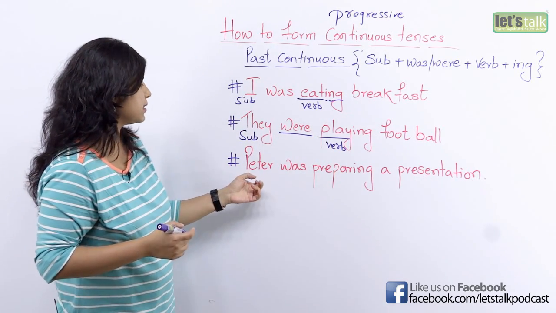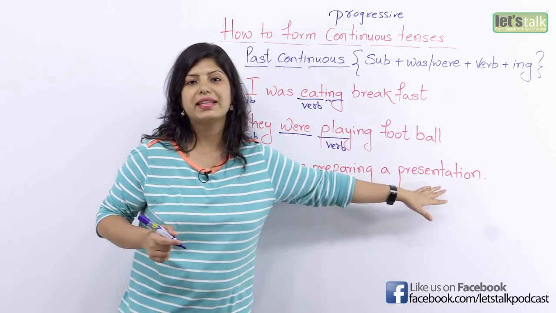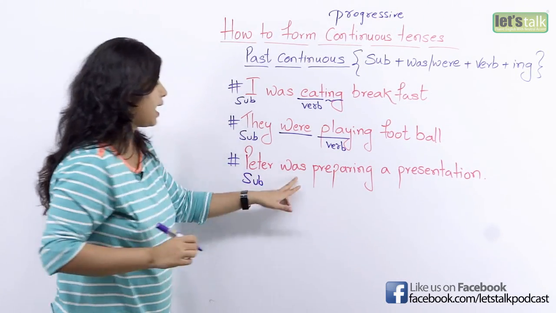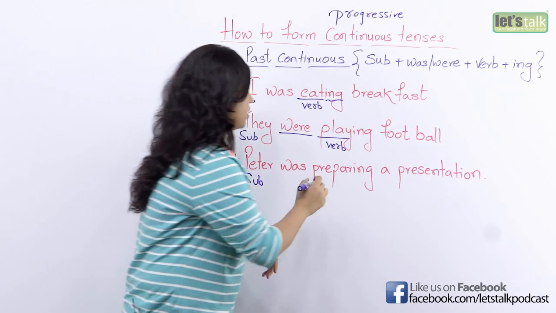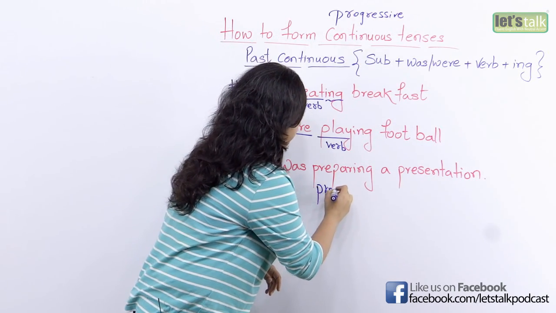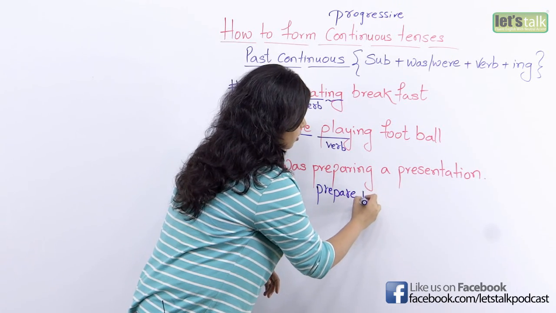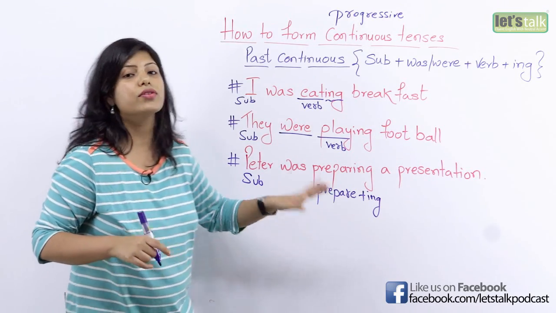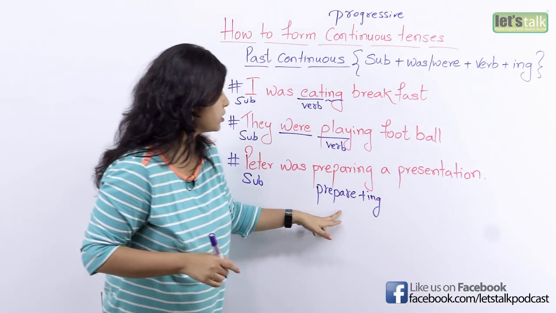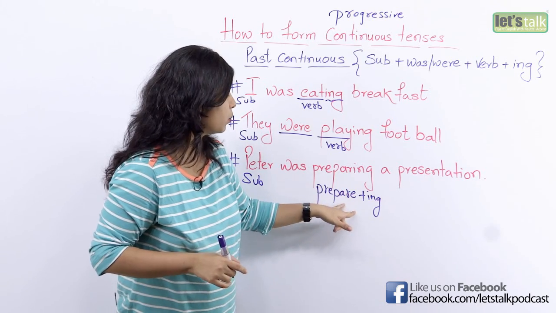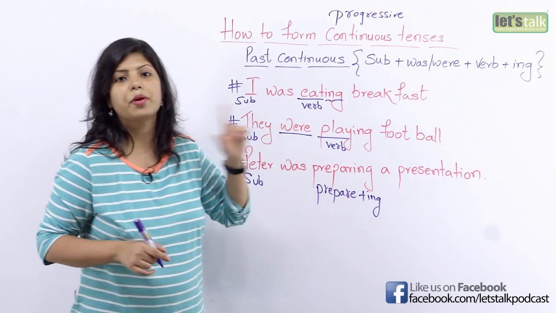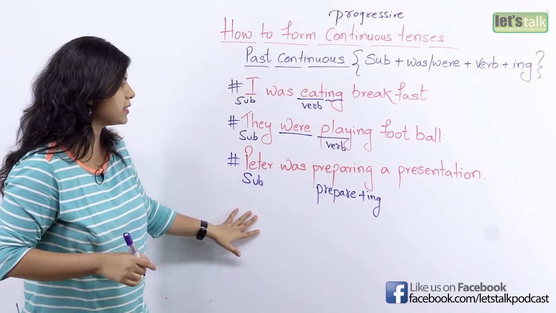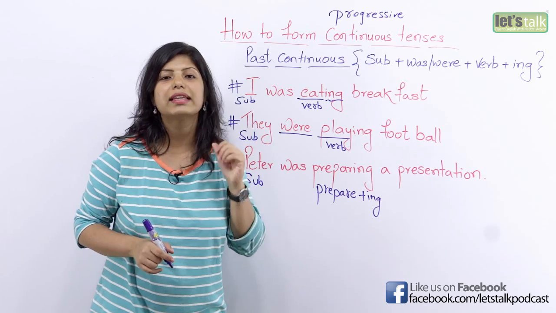The final one says, Peter was preparing a presentation. Because I'm using Peter as the subject in this sentence, I'm using was. What I've done here is I've combined prepare plus ing and I say preparing because the action was going on at that point in time. If you notice here, because I've combined these two words, the E goes off and it becomes preparing. So he was preparing a presentation. In all these three sentences, something was going on in the past.